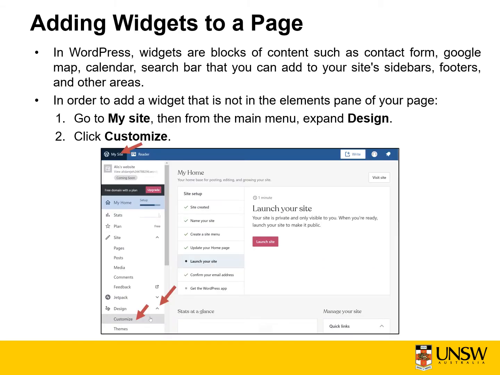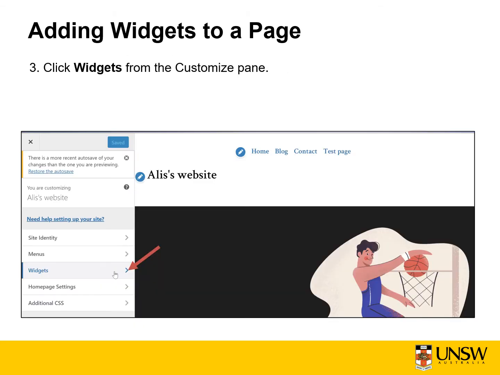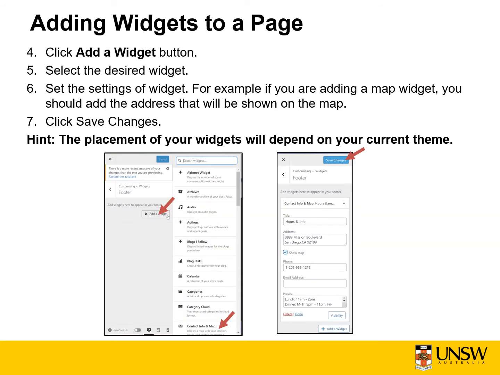In order to add a widget that is not in the Elements pane, go to My Site, the dashboard of your website, then from the main menu, expand the Design and click Customize. Then click Widgets from the Customize pane. In the next step, click Add a Widget button, then select the desired widget. If the widget needs any configuration, set its settings and click Save Changes.